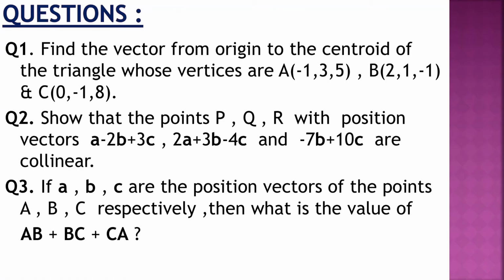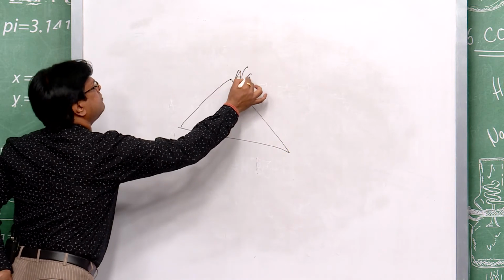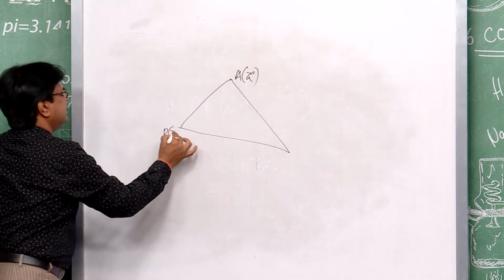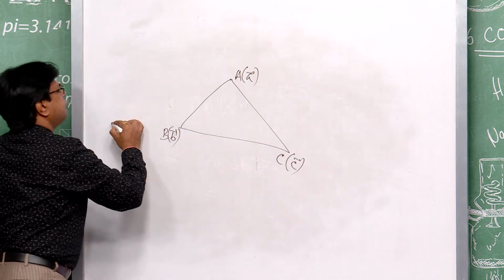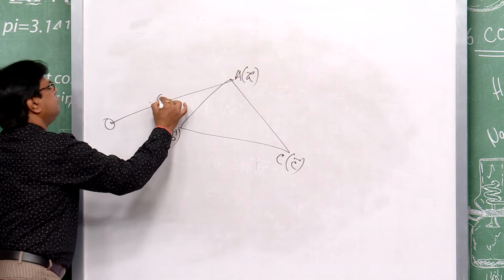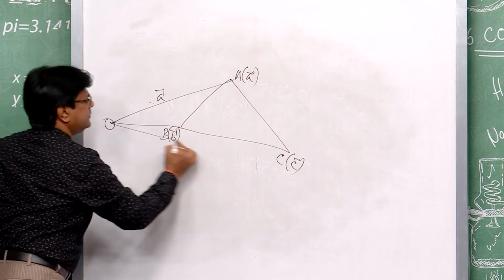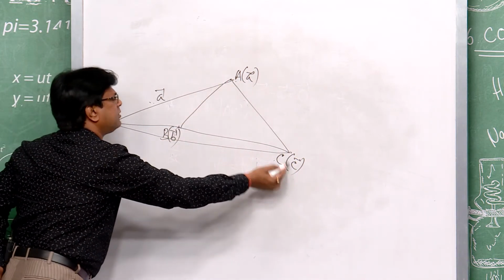Again, some questions: find the vector from the origin to the centroid of a triangle. That is also most important. Suppose the centroid of a triangle whose vertices A, B and C have position vectors A, B and C. Position vector means starting from the origin of reference, that is O.